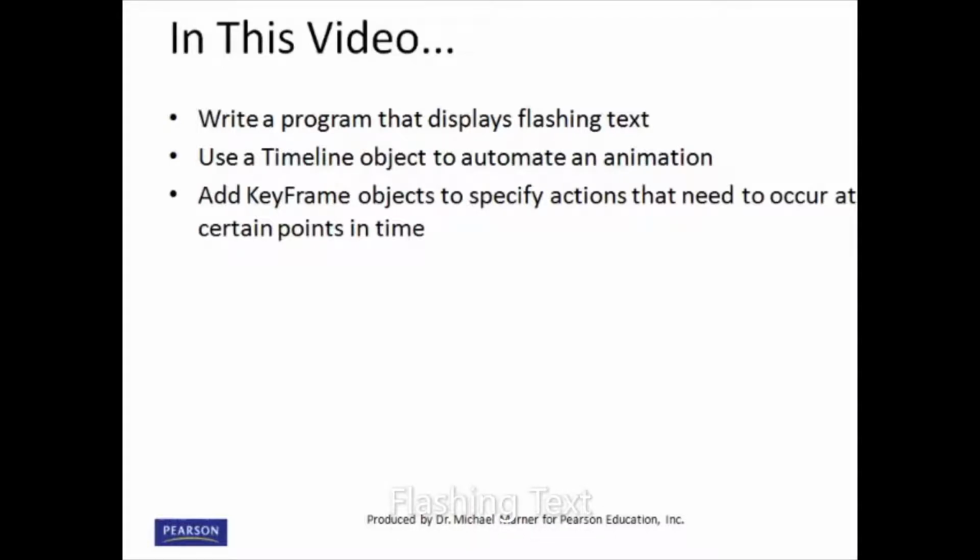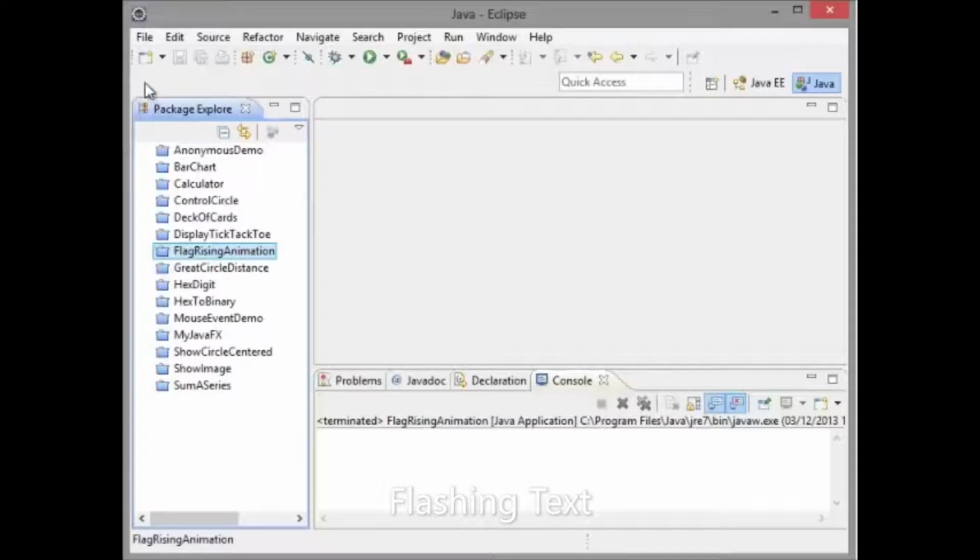Hello, in this video we're going to write a program that displays flashing text. Sounds exciting, but we're actually going to use a lot of the animation features of JavaFX. For example, we're going to use a timeline object to automate an animation for us, and we're going to add keyframe objects to our timeline to specify actions that need to occur at certain points in time. So let's jump over to Eclipse and get started.